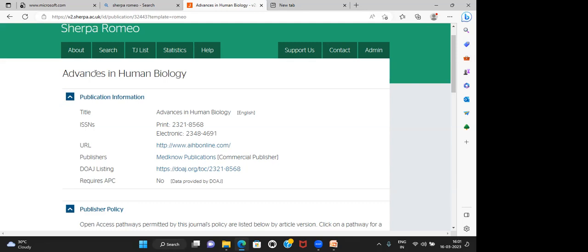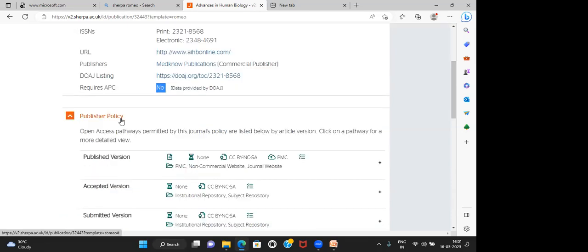Whether the editor or any authority asks for your money, you need not pay APC charges for this particular publication, because here you see the APC charge is not required for this journal. That's why I am telling you that before publication, you have to carefully read these options, that is policy.